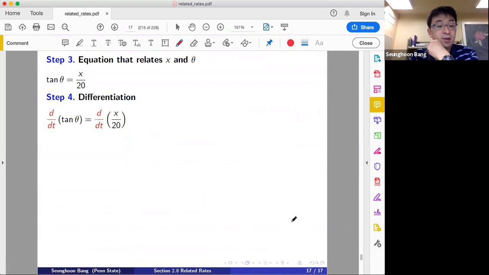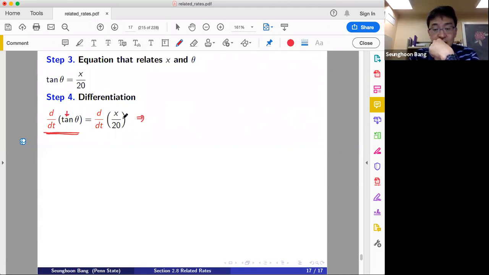You can take the derivative of both sides with respect to time t. So here, what is this one? What is d tangent theta over dt? So what's the answer? Could you write your answer? What's that?